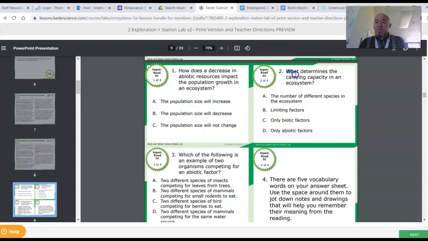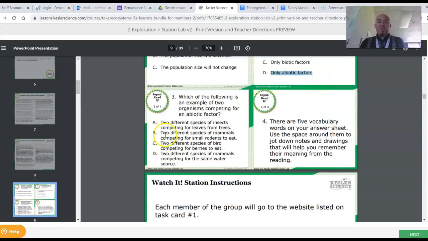Question number 2, what determines the carrying capacity in an ecosystem? Is it the number of different species in the ecosystem, limiting factors, only biotic factors, only abiotic factors?